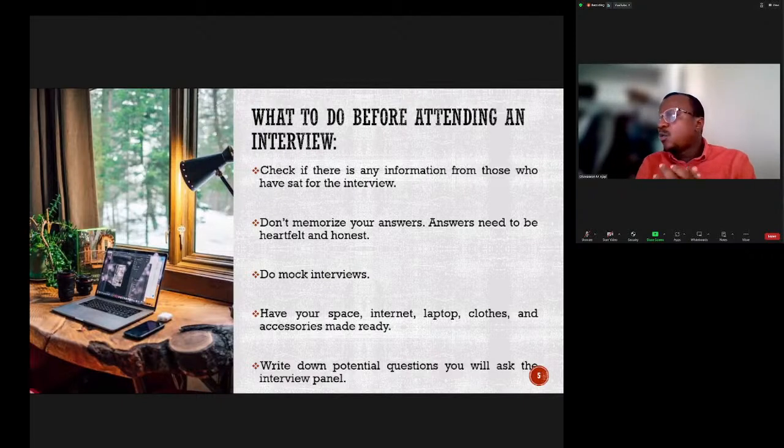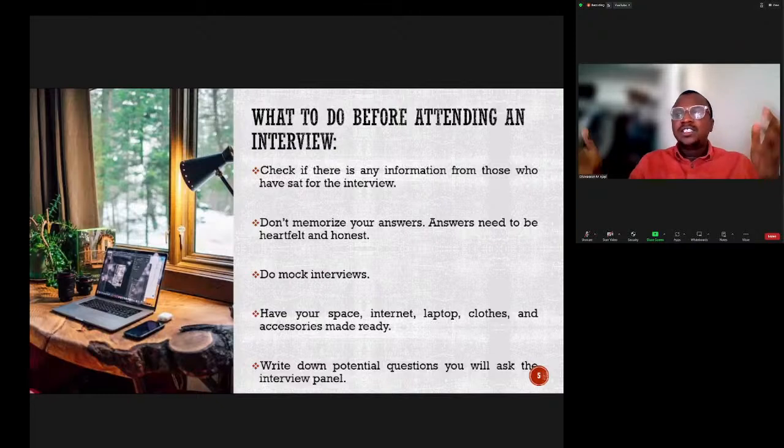Then write down potential questions you will ask the interview panel. For most scholarship interviews, don't just go there with the mindset that they will ask you questions alone. Also prepare your own questions. There are several questions you can ask. What are the benefits of the scholarship? No, don't ask those kinds of questions that are already stated in the scholarship prospectus. You want to ask questions that are outside the scholarship prospectus, things that might be confusing to you.